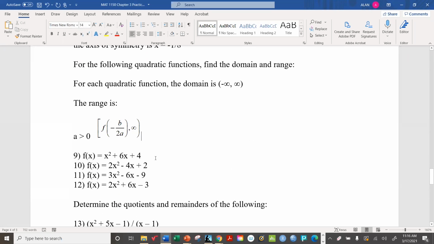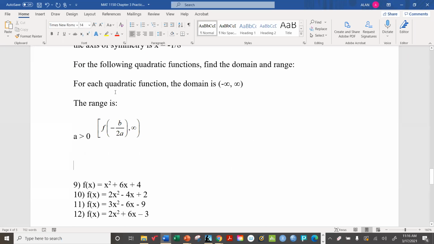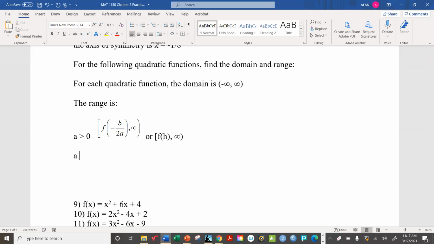And by the way, if you notice, negative b over 2a is h. So you could think of that if you wanted to as f of h and infinity. It means the same thing. But that just keeps showing up over and over again, doesn't it?